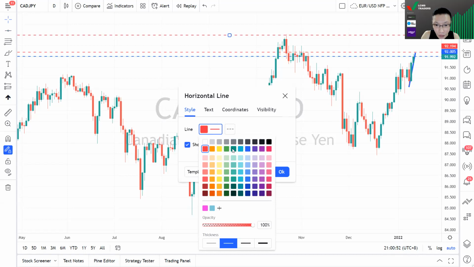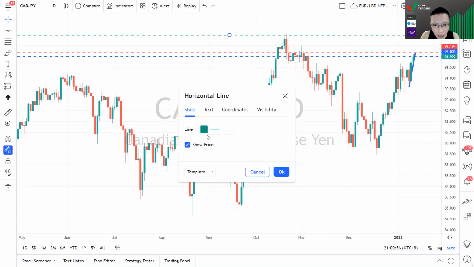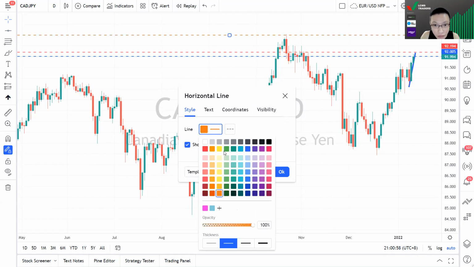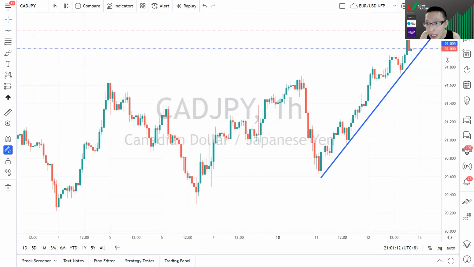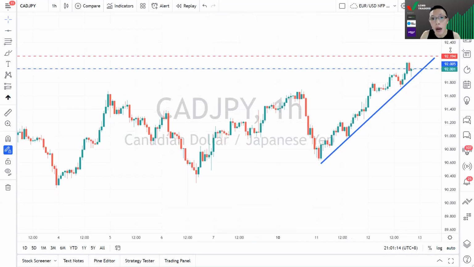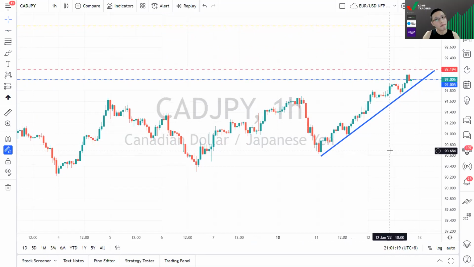But let me just put it as green. Too many different colors, this is not clear. Let's just get some better colors. Maybe a yellow. Okay, yellow looks good. If it breaks above 92 and it hits 92.2, let's just go back to H1, I will be looking for buying opportunities. My potential profit would be no higher than 93, probably 92.8.